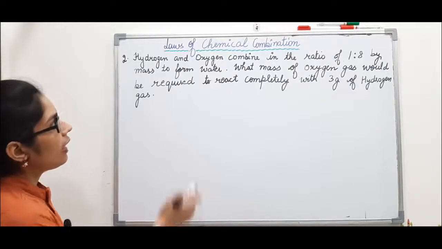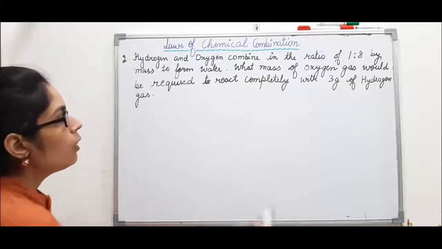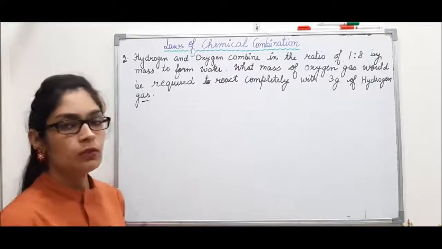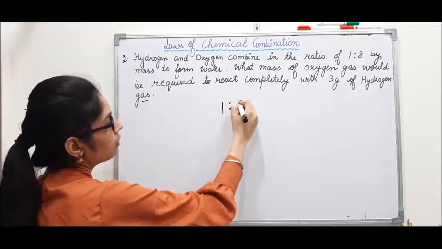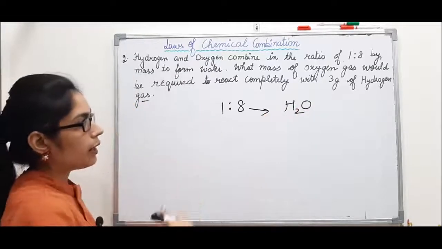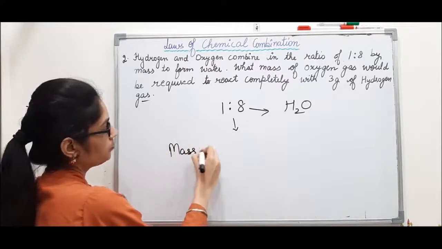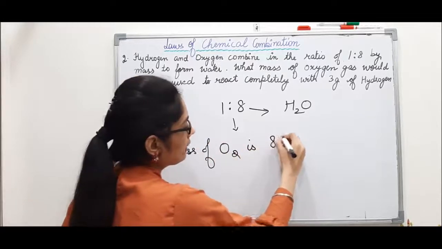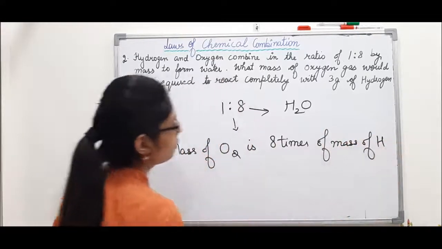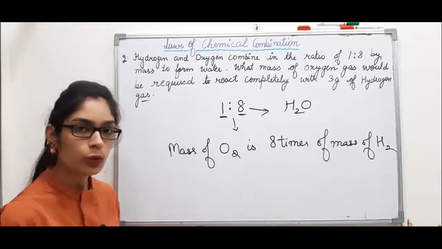In the second question, it's given that hydrogen and oxygen combine in the ratio of 1:8 by mass to form water. What mass of oxygen gas would be required to react completely with 3 grams of hydrogen gas? So in this question, it's given the ratio of the masses of hydrogen and oxygen when they are forming water. So hydrogen is 1, oxygen is 8. So as per this ratio, we can see the mass of oxygen is 8 times the mass of hydrogen. See, the mass of hydrogen is 1 and oxygen is 8 times, meaning 8 into 1 is 8.